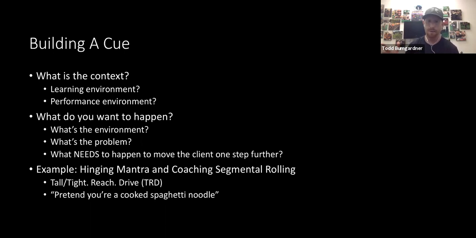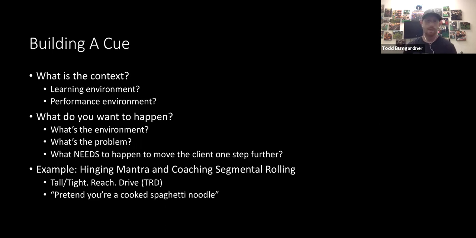So we got tall and tight, reach, drive, TRD. Now, something else that I use this for is coaching segmental rolling. A lot of times people get really rigid and they try to cheat segmental rolling, where we're trying to dissociate the upper body from the lower body and just flop over and roll, the soft rolling from the FMS.